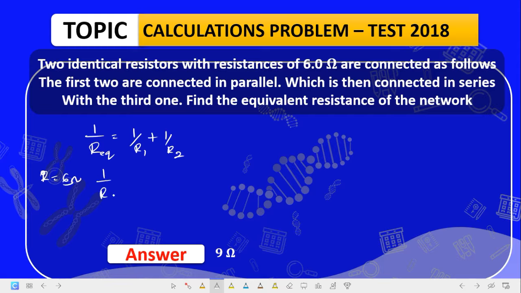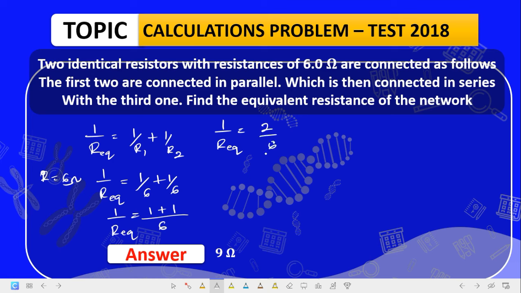So 1 over R equivalent for the first two connected in parallel will give us 1 over 6 plus 1 over 6. The LCM of 6 and 6 is 6. 6 divided by 6 is 1, 1 times 1 is 1, plus 6 divided by 6 is 1, 1 times 1 is 1. So we have 1 over R equivalent is equal to 1 plus 1, which is 2 over 6. Now, for us to change them, this one will come up, this one will come down.